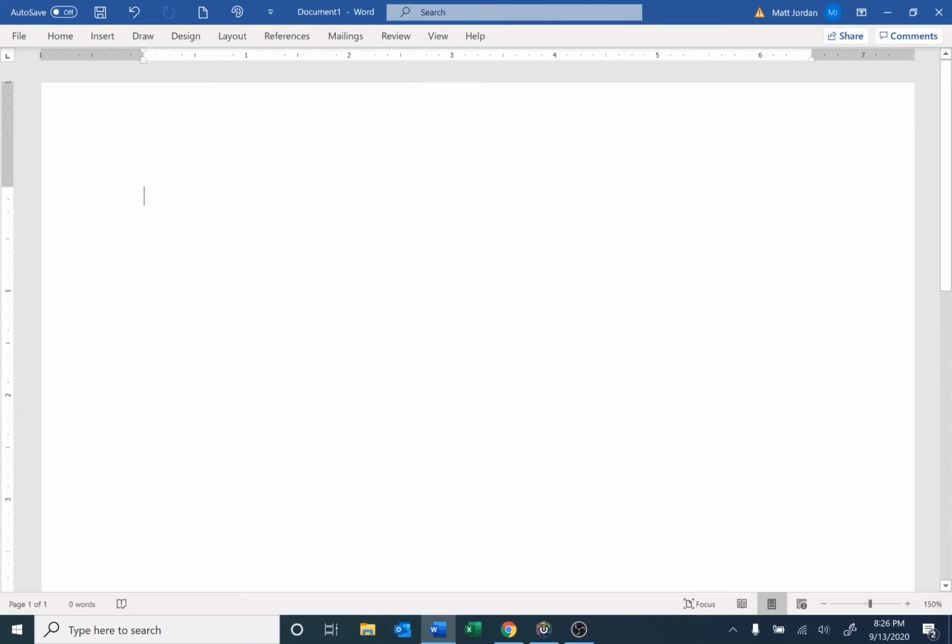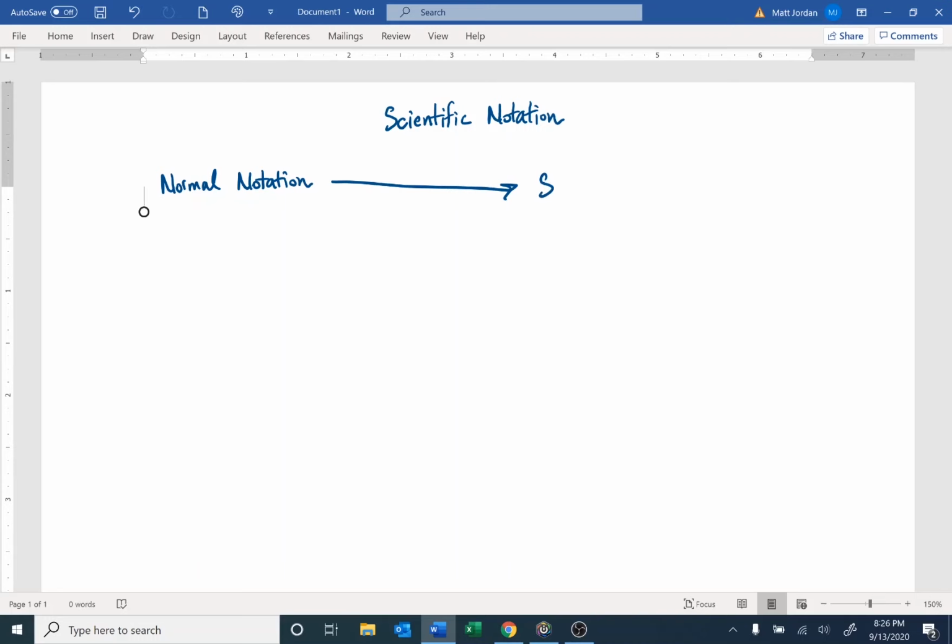All right, today we're going to talk about scientific notation. Scientific notation is when you take a normal notation number and convert it into scientific notation. You'd want to do this if you have a number that is very large or very small. By converting it into scientific notation, it makes it much more convenient and easier to work with.